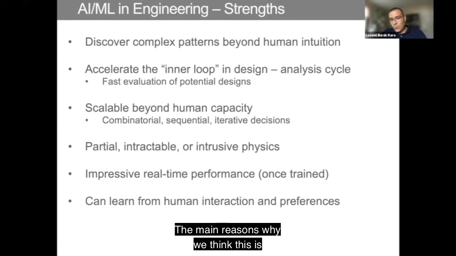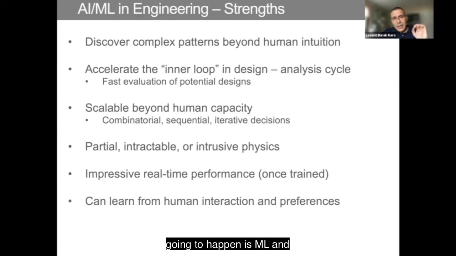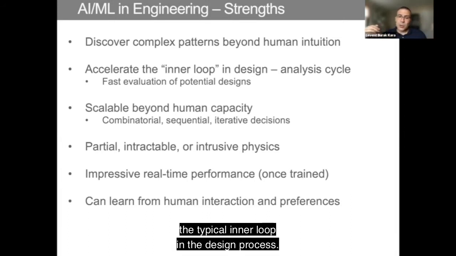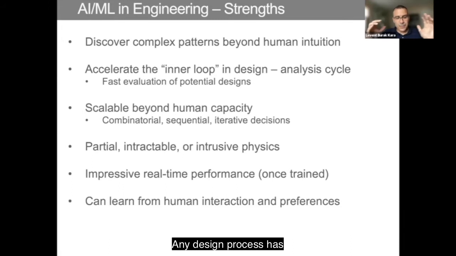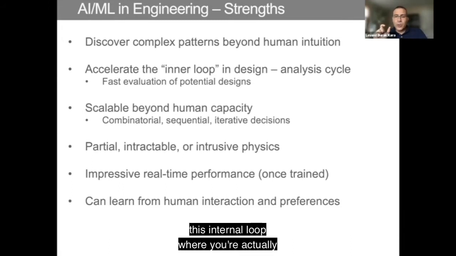The main reason why we think this is going to happen is that ML and AI is very good at discovering complex patterns beyond human intuition. So AI can accelerate what is called the typical inner loop in the design process. Any design process has this internal loop where you're analyzing the current hypothesis, trying to evaluate the current proposal. This goes by the name of objective function evaluation, or other names, but this typically involves analysis. What ML is now promising us is a very fast way of doing this analysis.